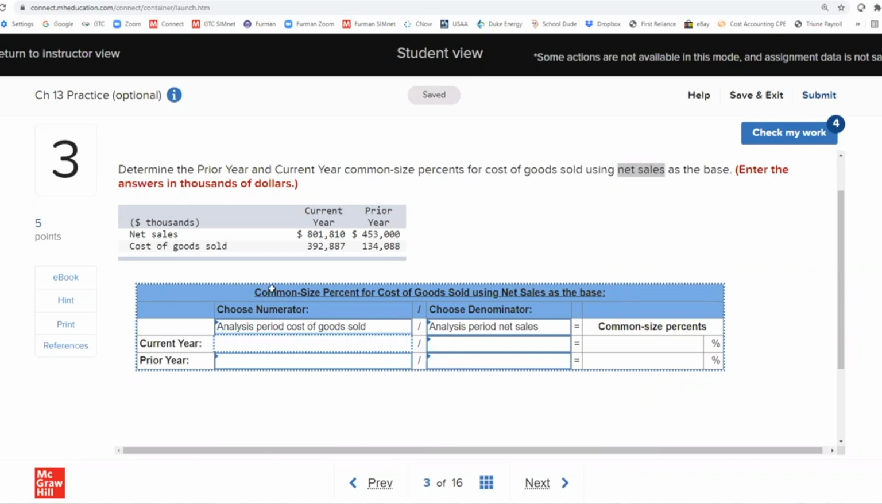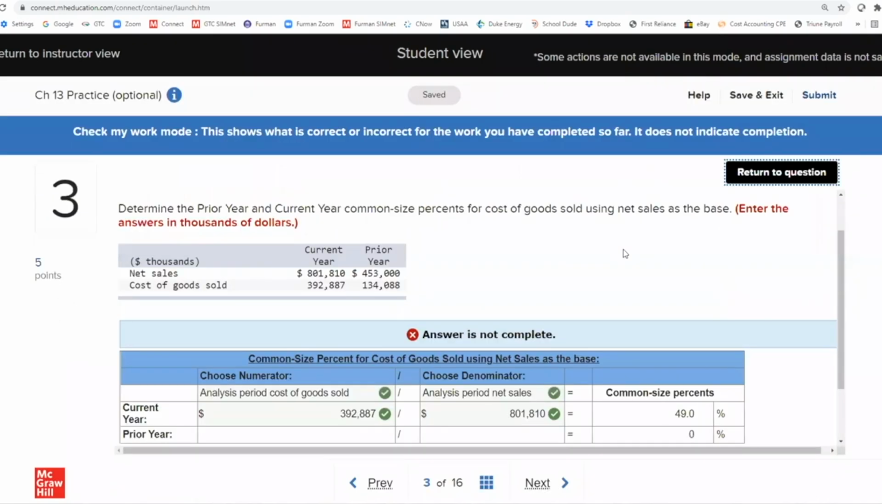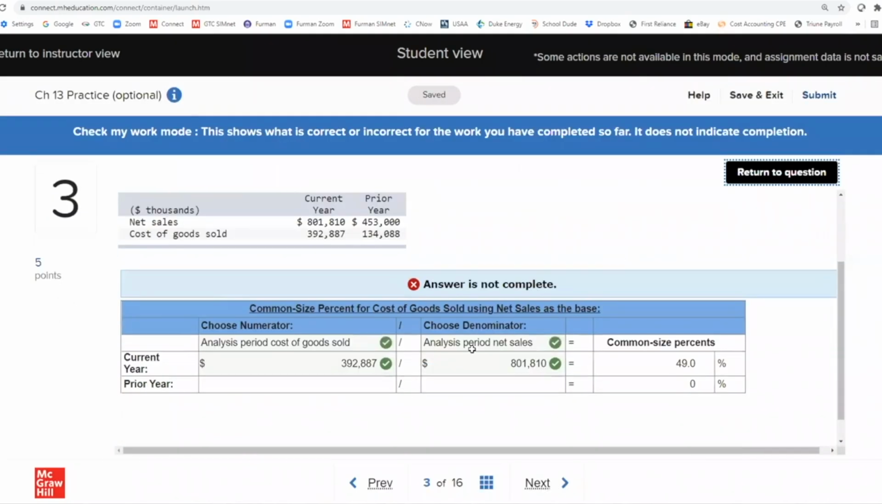So for the current year, right here, my cost of goods sold is $392,887. And also for the current year, my sales is $801,810. So that would give me 49%. Yes, and you can do the rest on your own. You just do the same thing with the prior year.